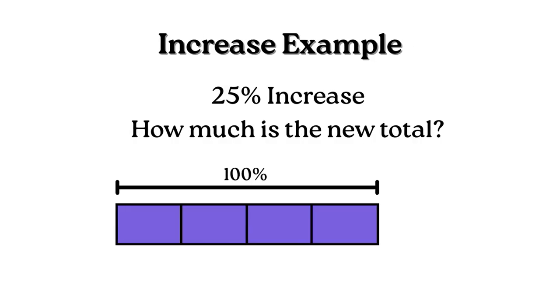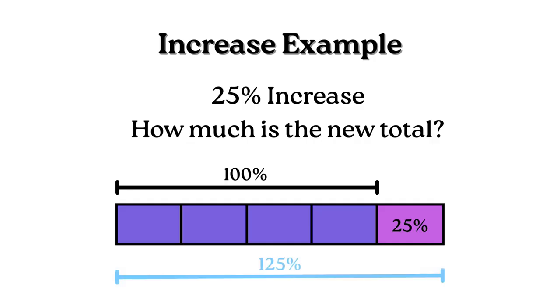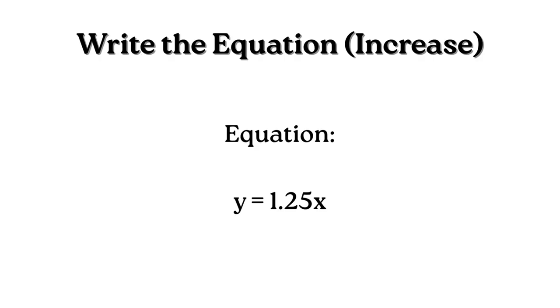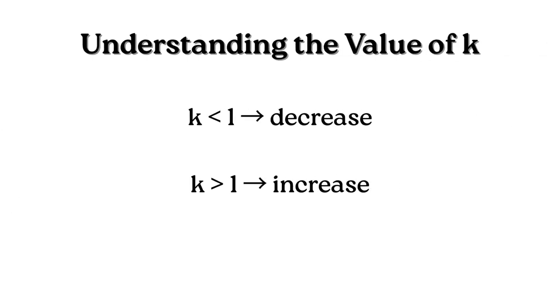Now let's look at an increase. When something increases by 25%, the new amount includes the original 100% plus the increase. We add 100% and 25% to get 125%. Converting 125% to a decimal gives us 1.25. That's our multiplier. Again, that is k. Now we write the equation. The new amount is 1.25 times the original. So the equation is y equals 1.25x.